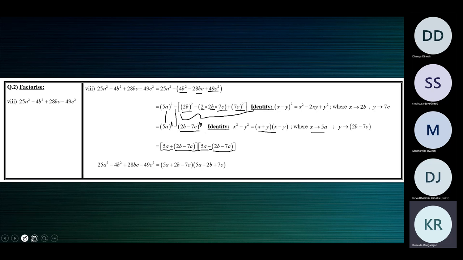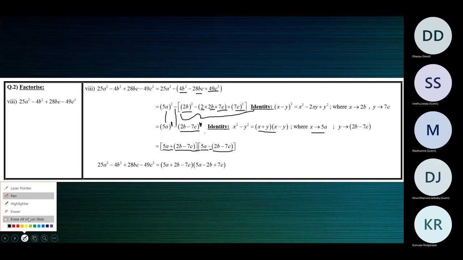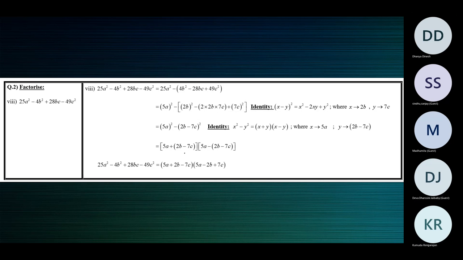So on removing the brackets, 5a plus 2b minus 7c. Here, since there's a minus sign outside the bracket, plus 2b will become minus 2b, and minus 7c will become plus 7c. That is when you multiply the terms with the minus outside. Minus 2b plus 7c.